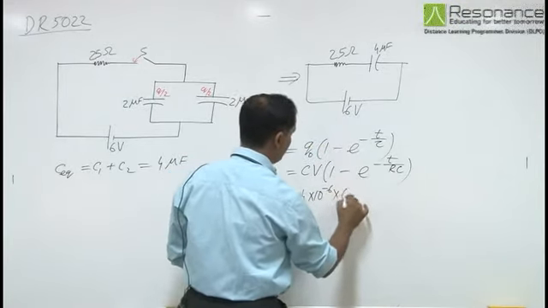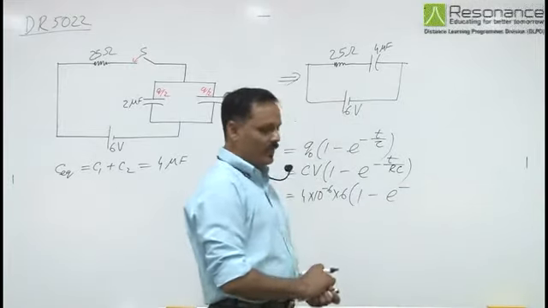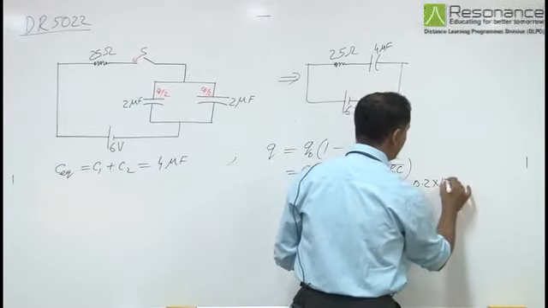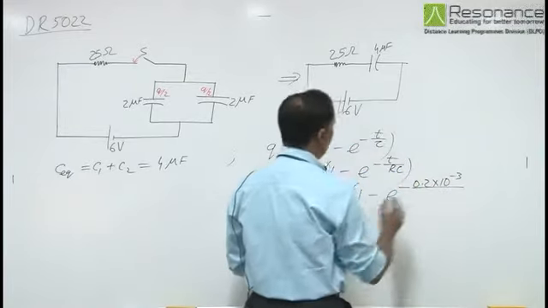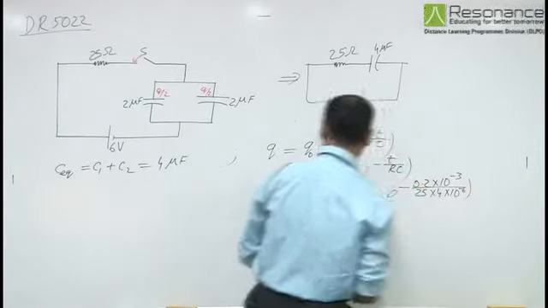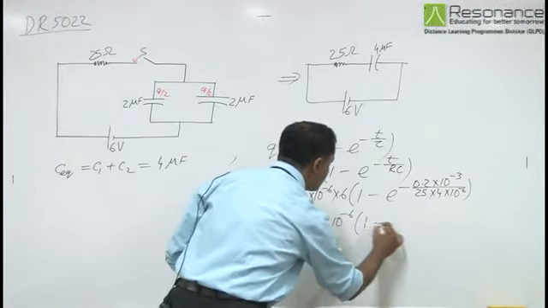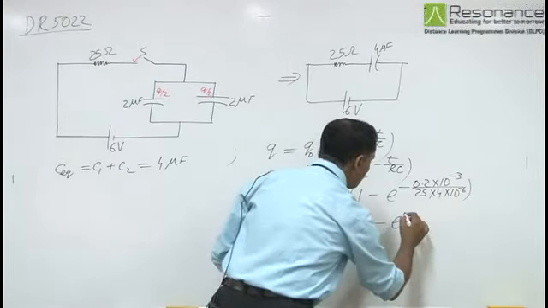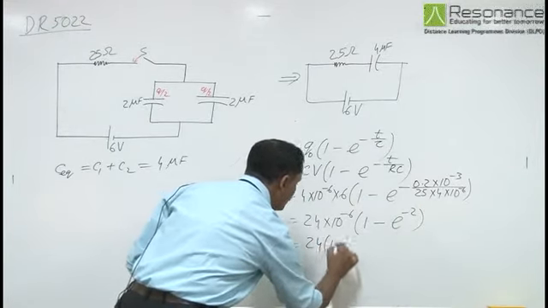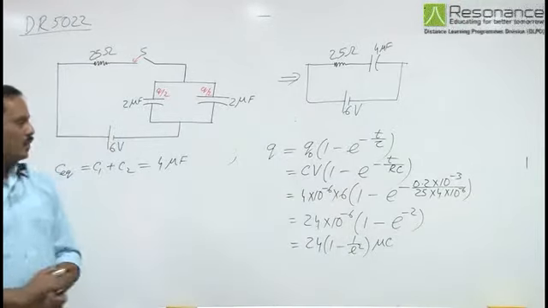Now if we put the values, C is 4 into 10 to the power minus 6, V is 6, 1 minus e to the power minus, time is given to be 0.2 millisecond, so it is 0.2 into 10 to the power minus 3 by R, which is 25, into 4 into 10 to the power minus 6. So this is equal to 24 into 10 to the power minus 6 into 1 minus e to the power minus 2, or it is equal to 24 into 1 minus 1 by e square microcoulomb, which is the total charge.